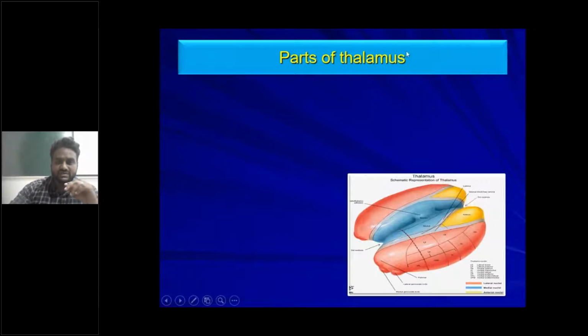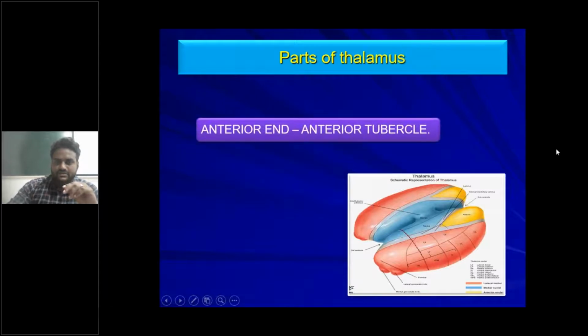That means the parts of the thalamus. In this picture you see right and left two thalami, both connected by the interthalamic adhesion. So you can imagine the thalamus as a cube. That means you can expect 6 surfaces, that means 6 parts.